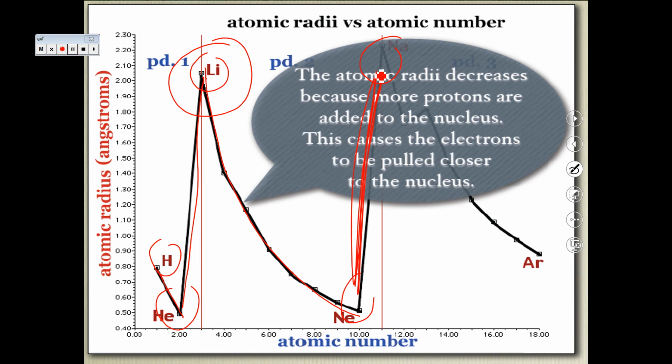The atomic radii decreases because more protons are added to the nucleus. This causes the electrons to be pulled closer to the nucleus as you go across the period like that.